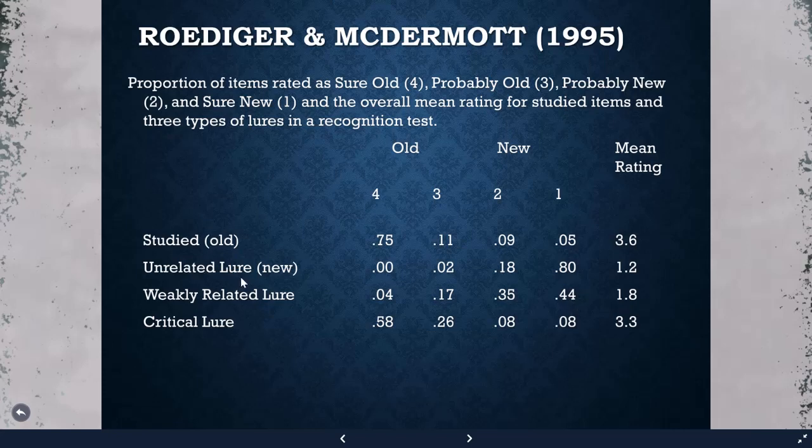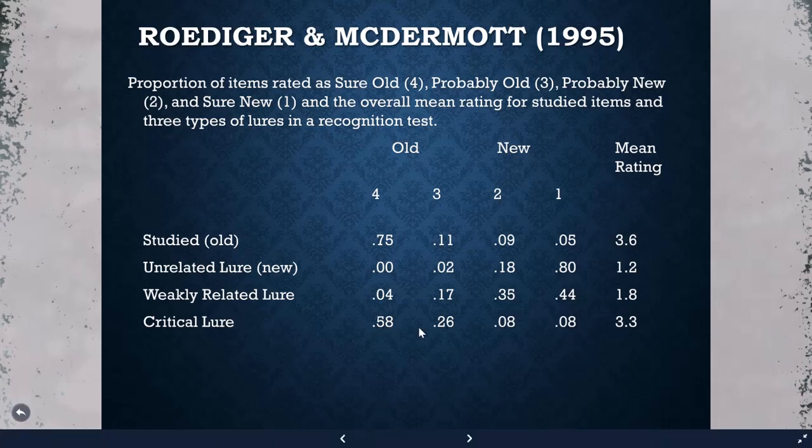These are some new words that were totally unrelated to those study lists, and you can see that 98% of the time people are correctly rejecting them, saying that they're new items. They then put in some weakly related lures, and the numbers are a little bit better, but people still pretty strongly identify these as new. Well, let's look at the critical lures, words like sleep and needle. You can see that 58% of the time, this is a proportion, they're identifying them as old, and they're saying they're sure it's old.